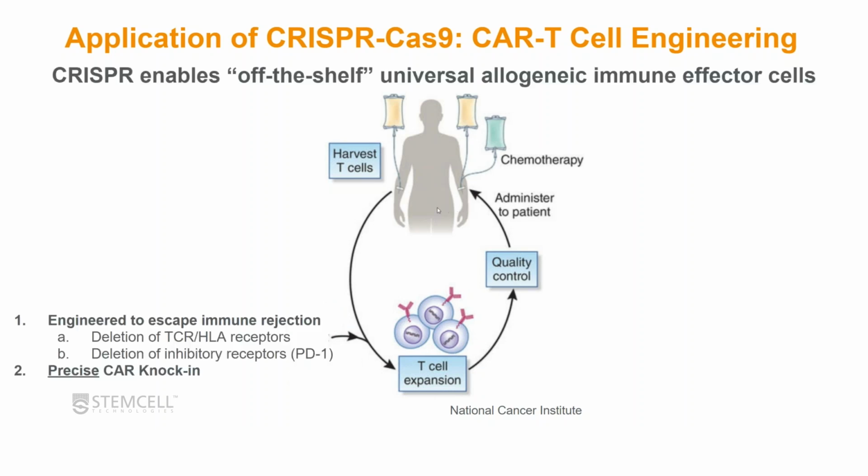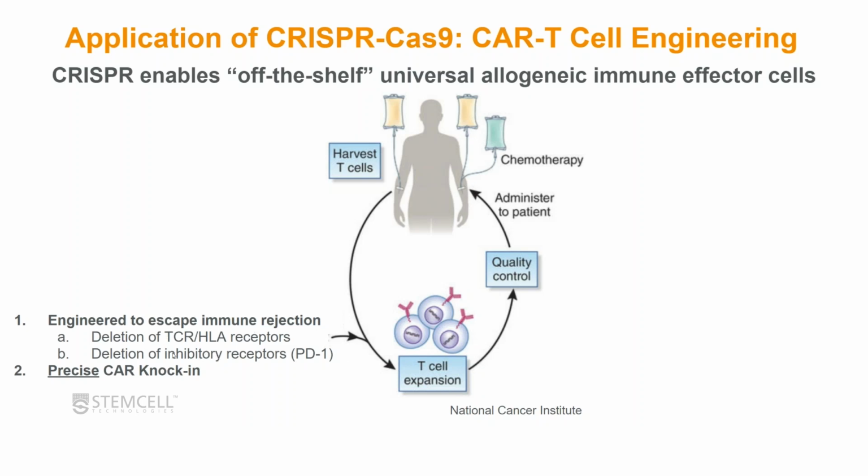However, now CRISPR-Cas9 is being rapidly applied to this kind of technology because it enables off-the-shelf, universal, allogeneic immune effector cells. And so now you can harvest T cells from either donors that are healthy or the patient, and then you can engineer those T cells to escape immune rejection by deleting the T cell receptors and HLA receptors, as well as deleting inhibitory receptors like PD-1.